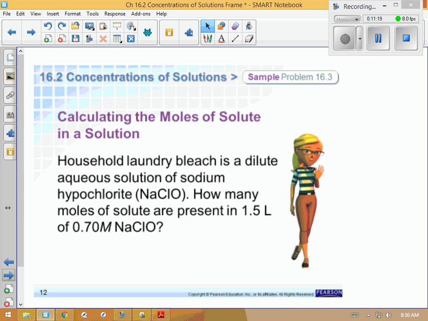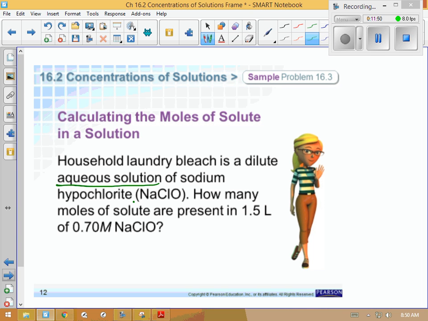So let's do sample problem 16.3 together. Now we're going to turn this around and use the molarity to determine how many moles we have in a particular volume of solution. So it's the same calculation, it's just slightly changed. They have given us bleach. It's a dilute aqueous solution. That means it's a solution where the solvent is what? Water.